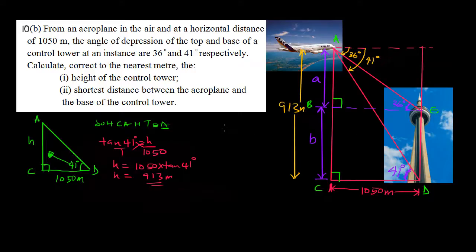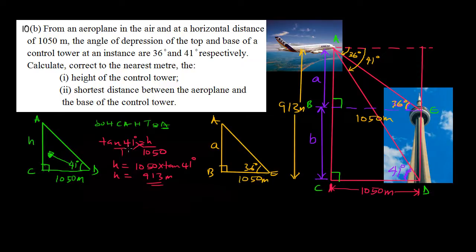So let's bring out the triangle ABE. This is ABE, and B is a right angle. The angle here is 36 degrees. We are looking for this distance A here, and the distance between B and E is still 1050 meters.